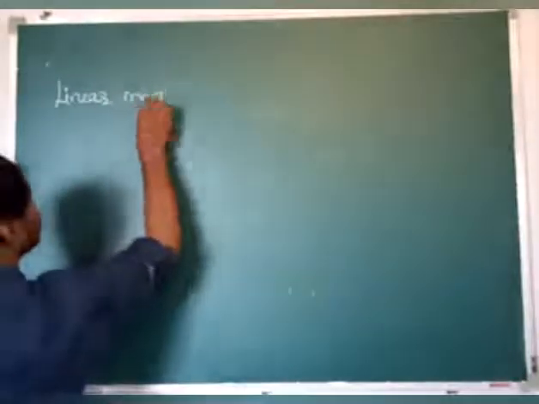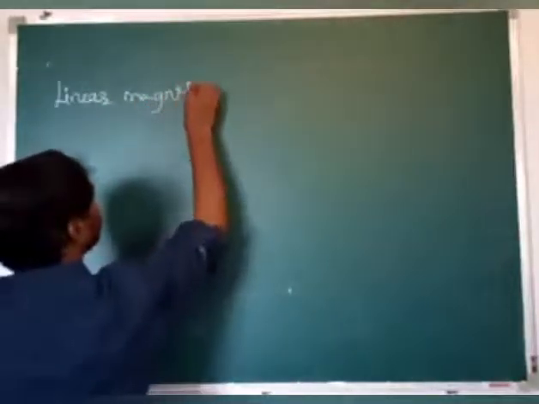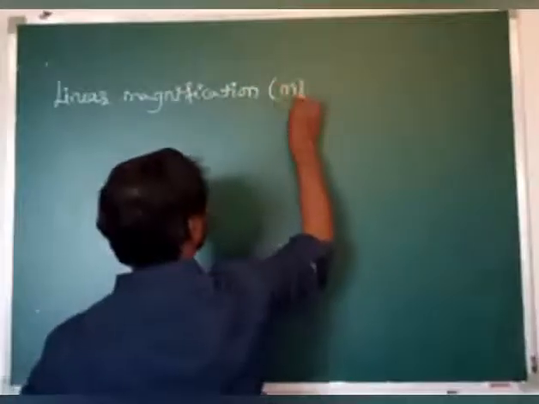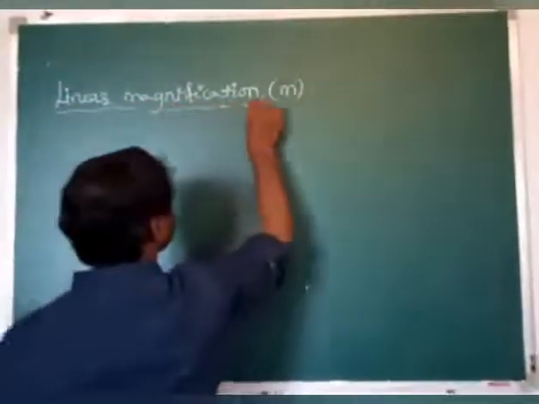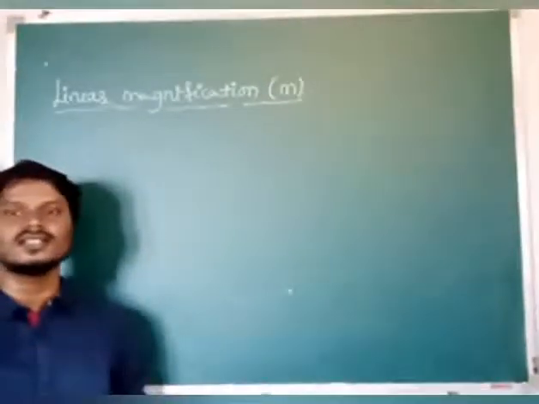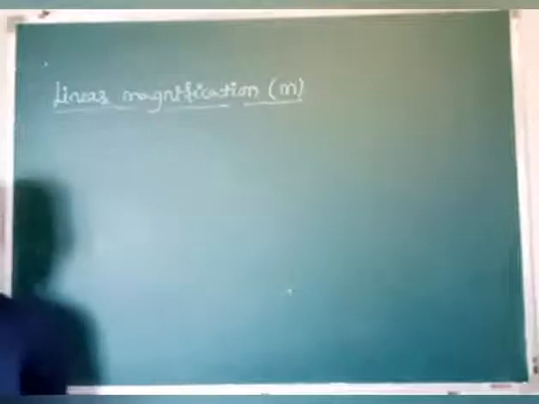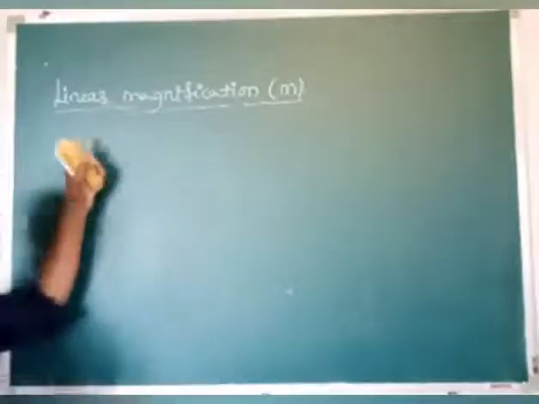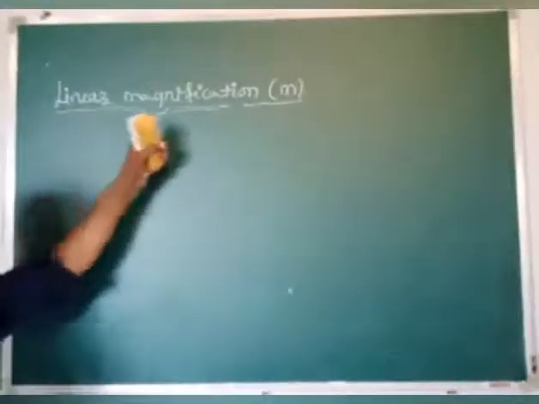So next we are going to discuss magnification, or linear magnification, produced by a lens. Linear magnification can be denoted by small m. Already we know the linear magnification produced by a spherical mirror. It is the ratio of the height of the image to the height of the object, or the ratio of image distance to the object distance. In a similar manner, here also we are going to define the linear magnification.